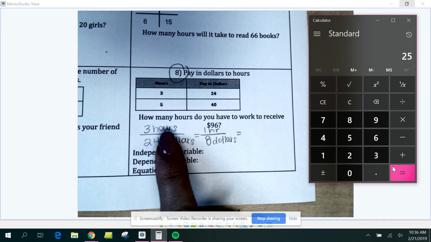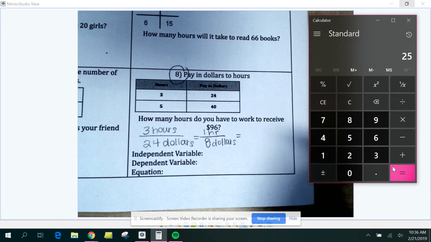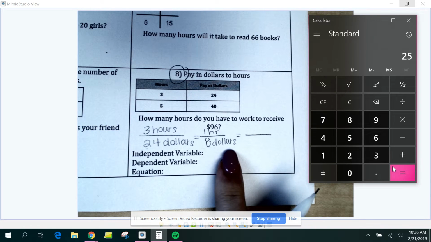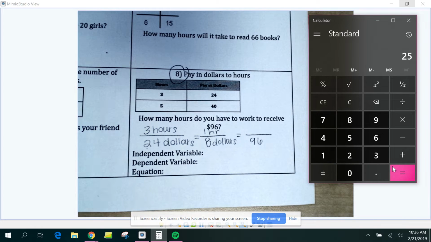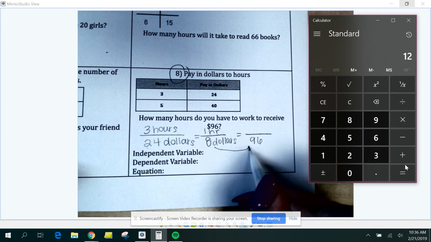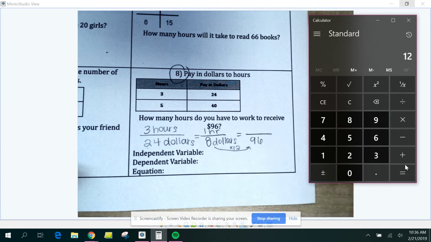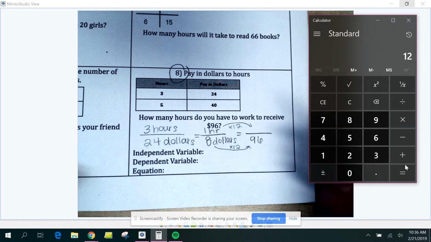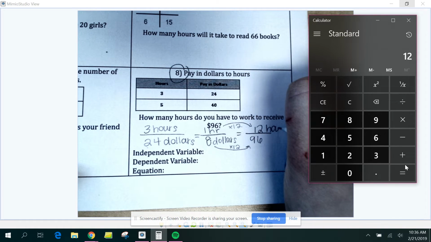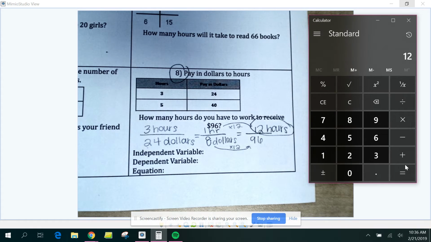So now, how many hours would you have to work to receive $96? So dollars is on the bottom, so I have to line up 96 here. So here's $96. Now I can use my calculator. What did I multiply 8 by to get 96? And I can do 96 divided by 8 to get 12. That shows me that I did 8 times 12 to get 96. So I have to do the same thing to the amount of hours. 1 times 12, which gives me 12 hours. And then I can circle my answer there.